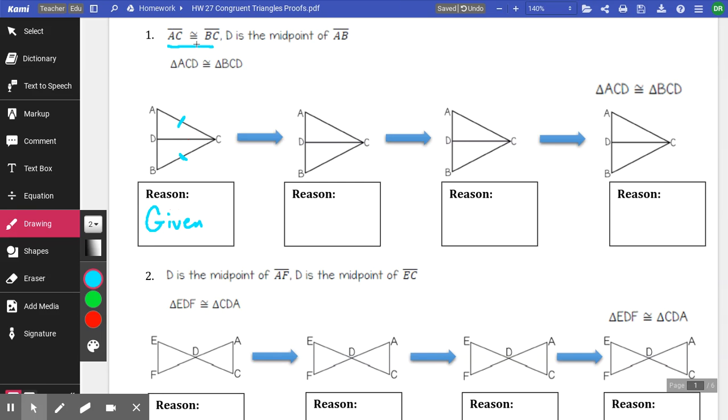segments were congruent. And so what we're going to do in these flow proofs is we're going to mark congruent information along the way, and we'll keep track of everything in the end. So I'll show these two congruent segments here.